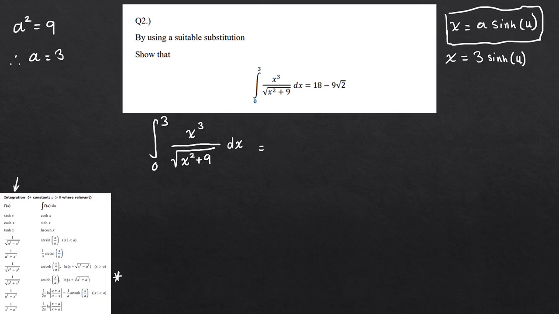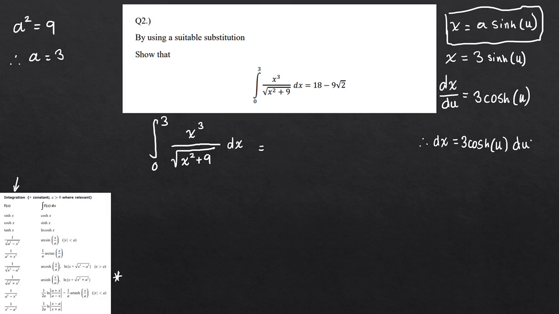Okay. So we've got x. Whenever we get x and we're using a substitution, we also need dx. So dx by du, what would that give us? Well, we're going to differentiate x with respect to u. So that would just simply give us 3 cosh u. But we also just want dx. So therefore, dx is just simply going to be 3 cosh u du.